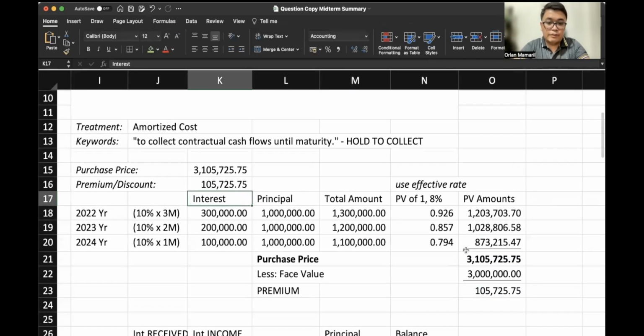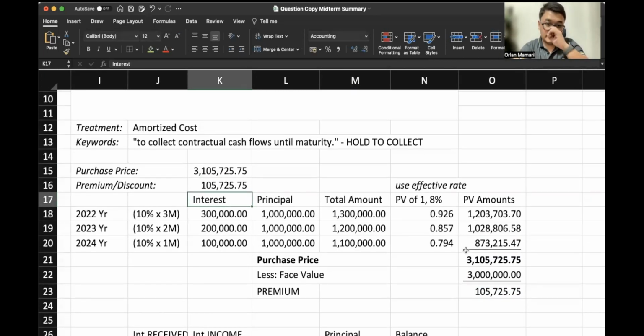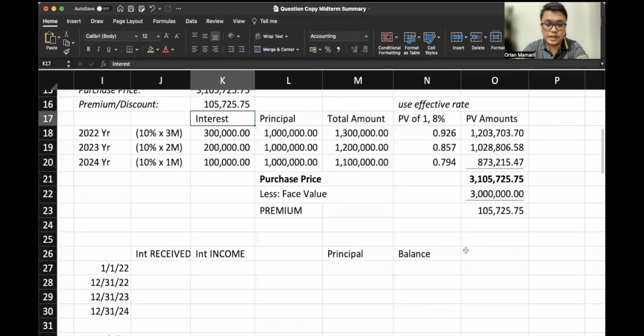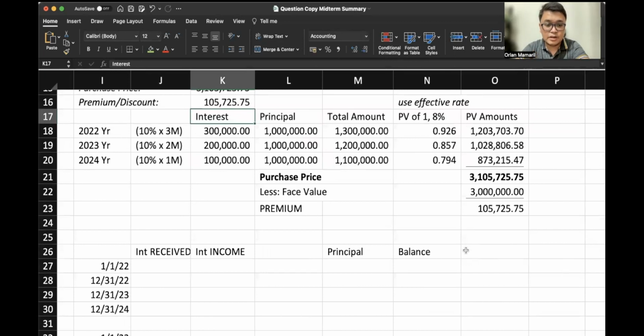Next up, we will now prepare the amortization table. Remember that, right? Under amortized cost, you are highly advised to prepare the amortization table, so you will just compute further balances at one time. Initially, our balance is 3,105,725.